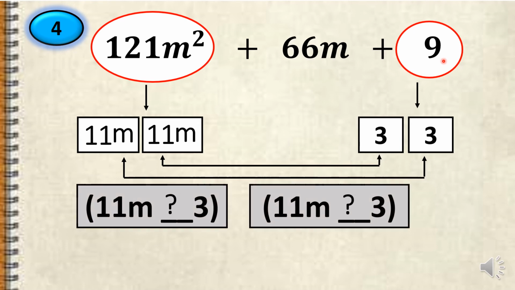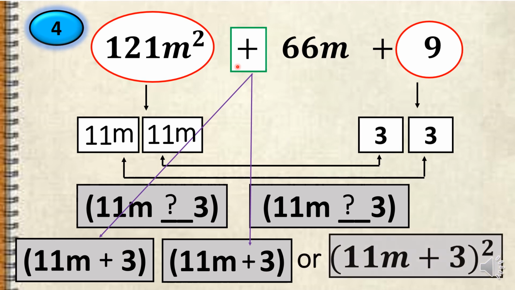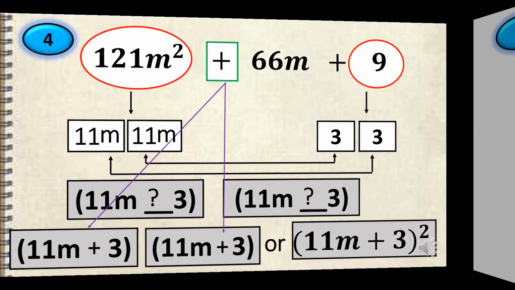So what do you think is the operation for this? Okay, so for the second term, you have addition. So meaning, we can write our factors now completely as quantity 11m plus 3 times 11m plus 3. Or in exponential form, we can write our answer as quantity 11m plus 3 squared. Okay, so that is our final answer.